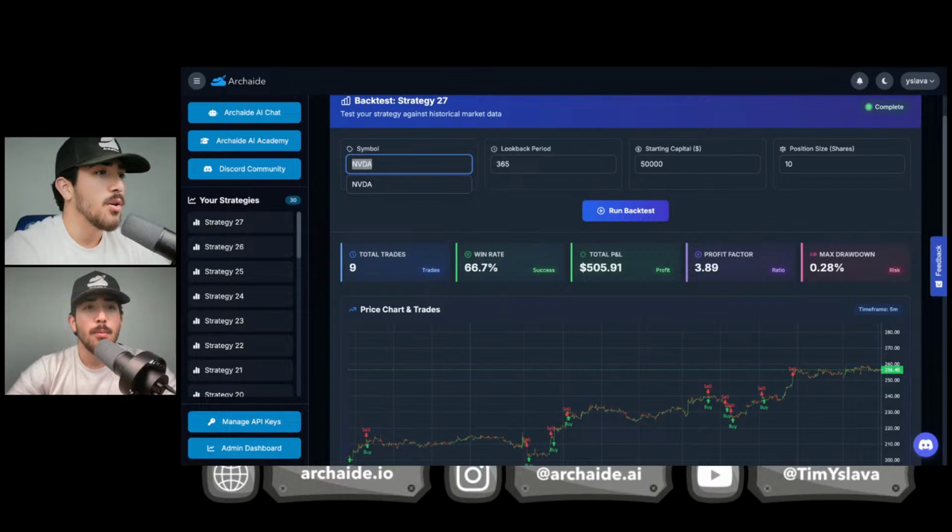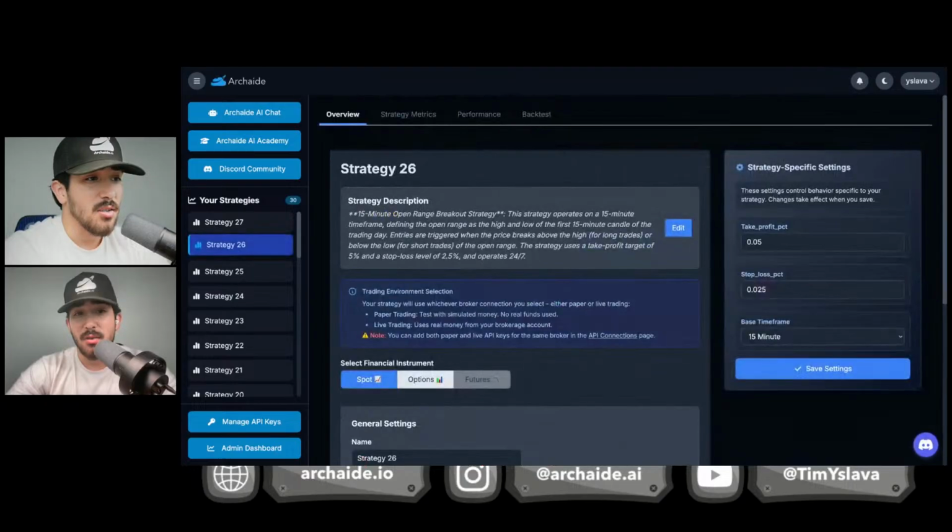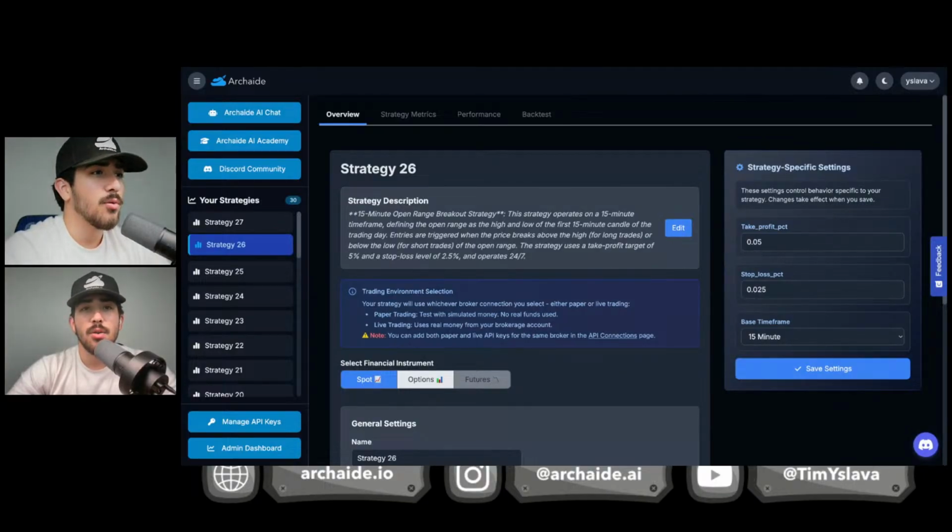But that is it for Archaide. You could do this for this strategy, or you could do it for this strategy. You could do it for infinite strategies, infinite backtests. But broadly speaking, you want to make sure that you're outperforming the underlying asset on a risk adjusted basis, and also outperforming a benchmark of your choosing. So that is how you're going to assess the results of your backtest here inside of Archaide.